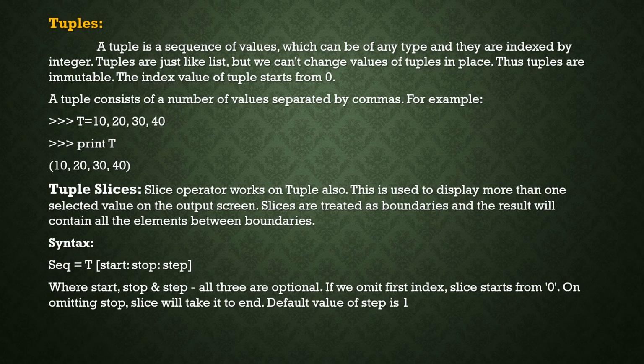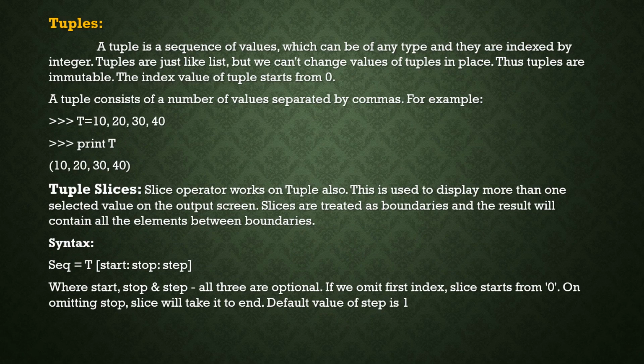A tuple consists of a number of values separated by commas, and normally it uses parentheses, not curly parentheses, normal parentheses. Here an example is given: T equal to 10, 20, 30, 40, print T, so it will display like this. Here it uses parentheses. And tuple slices are used to get particular members of a tuple. It's already explained.